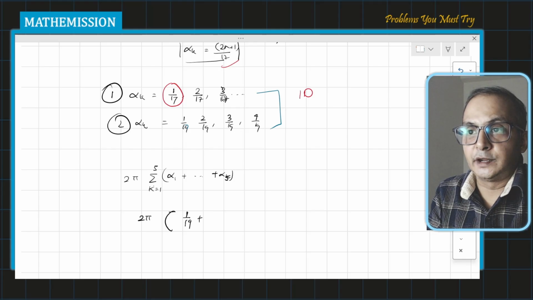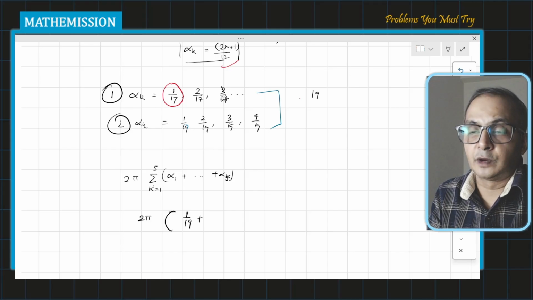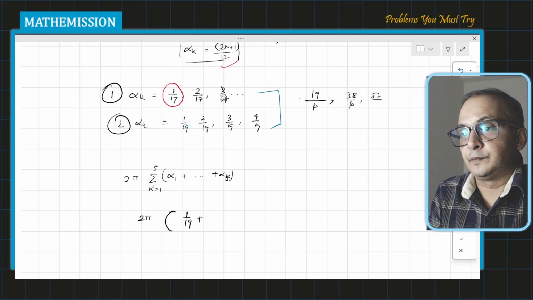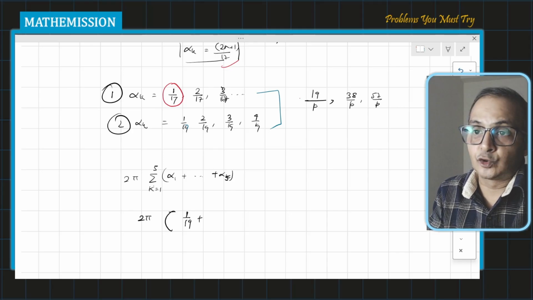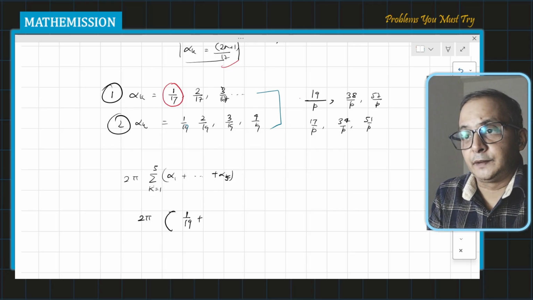in all the numerators. In the first group I'm multiplying 19 in all the numerators, and in the denominator I'm also multiplying the same thing, but the denominator will become 19 by 17, so I'm calling it some number, let's say p. This will give you 38 by p, and that will give you 57 by p. Similarly, in the second group, I am multiplying by 17, so 17 by p, because again the denominator will become 19 into 17. And this is 34 by p, and this is 51 by p.